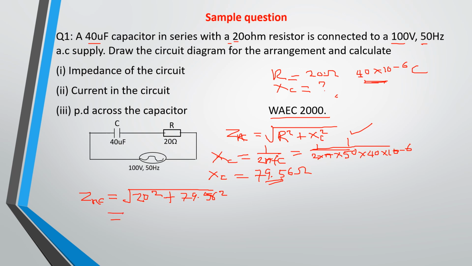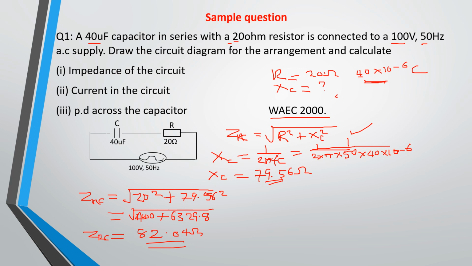By the time you multiply this out, you are going to have square root of 400. 20 squared is 400, plus 79.56 squared is equal to 6329.8. So by the time you add this up and find the square root, your overall answer will now be equal to 82.04 ohm. So this is the impedance of this circuit arrangement.